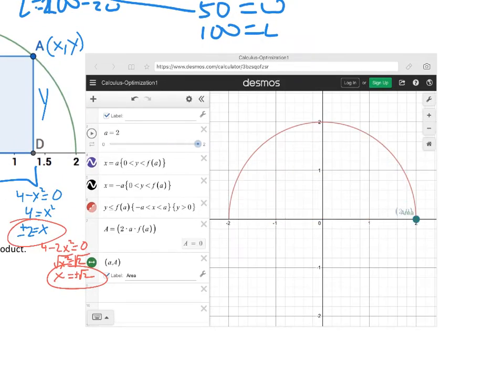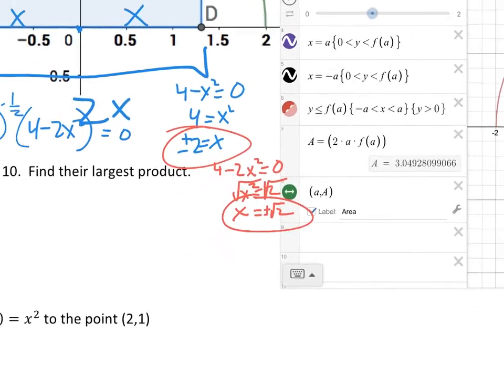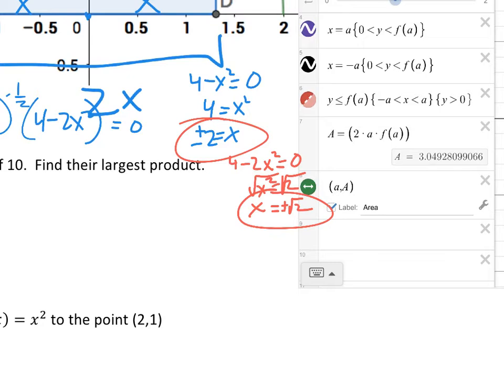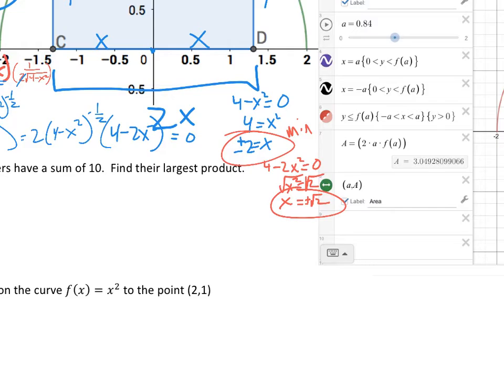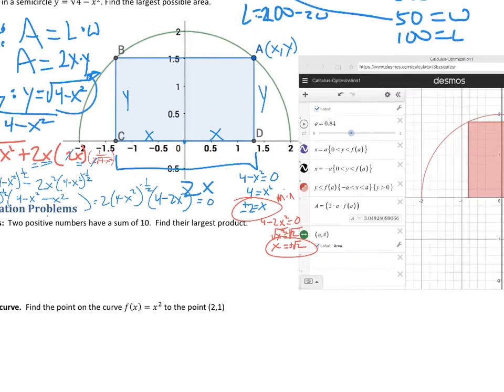So if x is 2, the area is going to be 0, right? Because that's a 2 by 0 rectangle. So that's actually going to be a minimum. Remember, we just found the critical values, so critical values find minimums and maximums. So this is going to give us a minimum. But if we try the square root of 2 and plug it in there, that's going to end up giving us a maximum, all right?